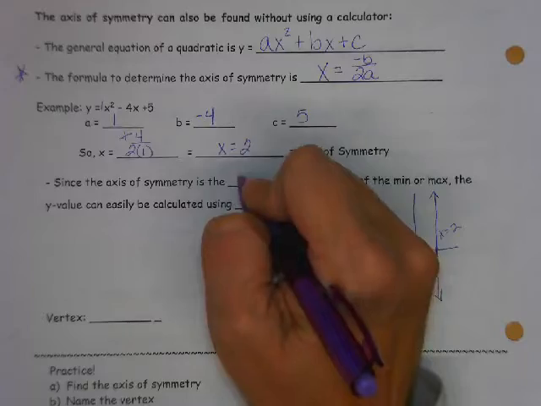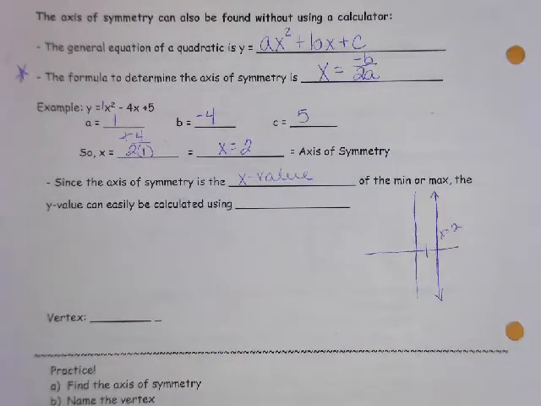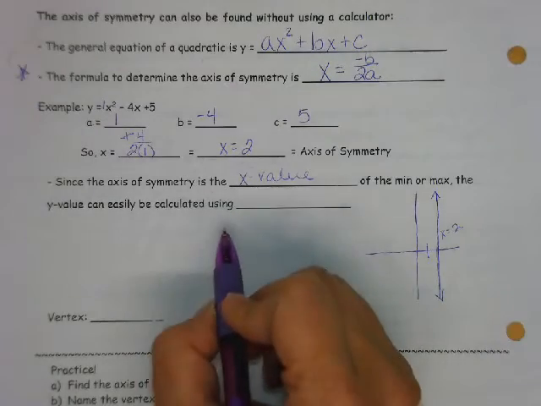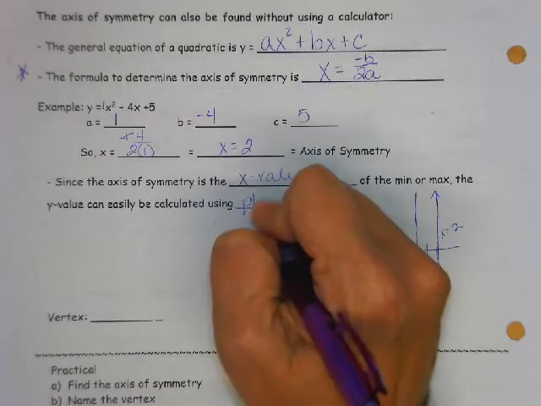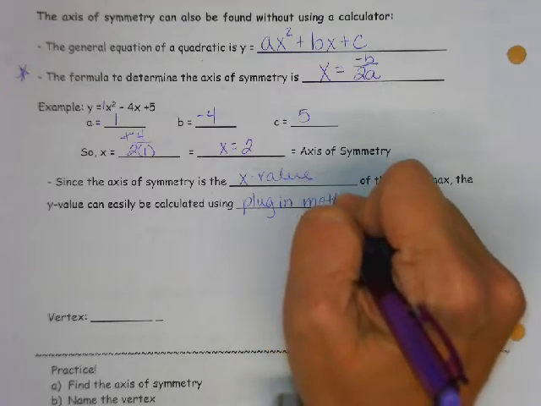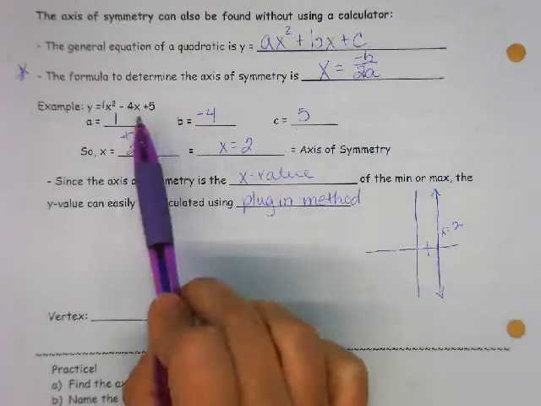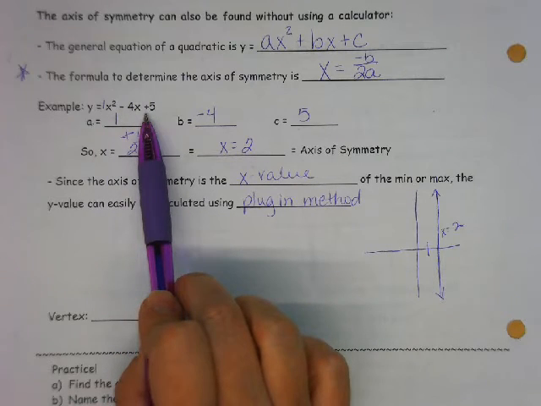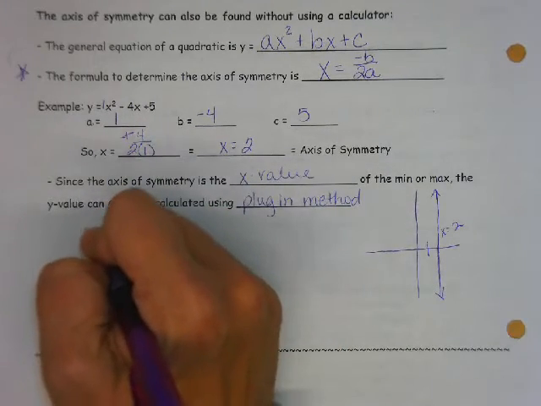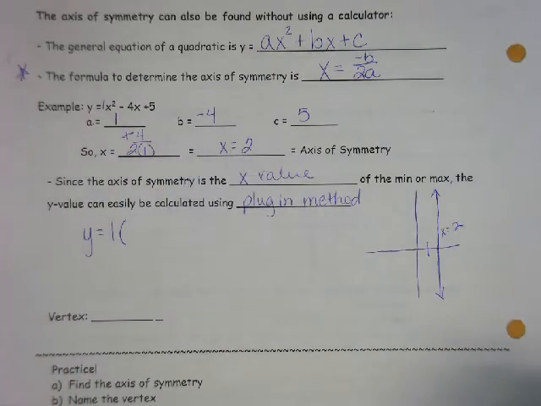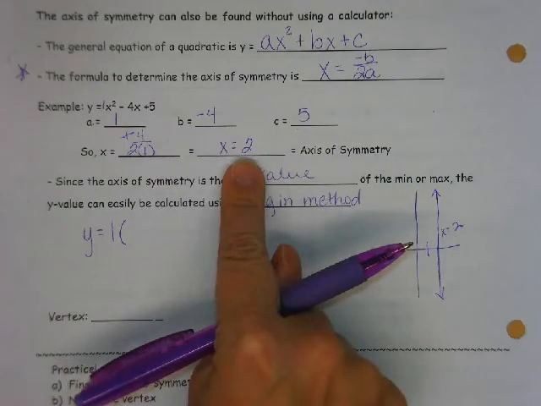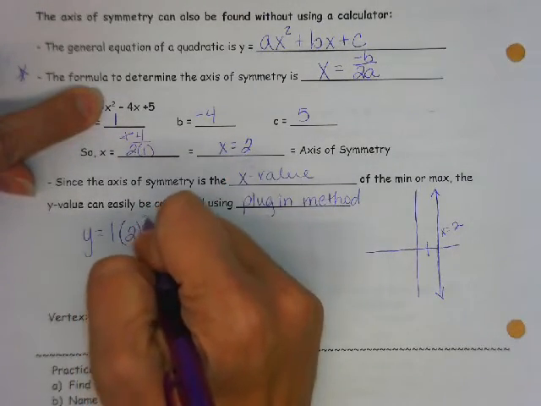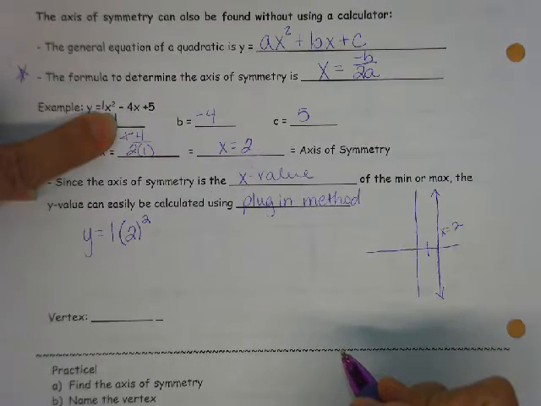The axis of symmetry is the x, or the h, right, the x value of the min or max of the y value. So we can easily calculate that y value using the plug-in method, right? If we have the x value of this equation, do I have x's here? Can I get the y? Well, let's see what we can do. We can say y equals 1 times, what did we say x was? x equals 2. So I'm going to put 2 here. So 1 times 2 squared. Does everyone see where that came from?